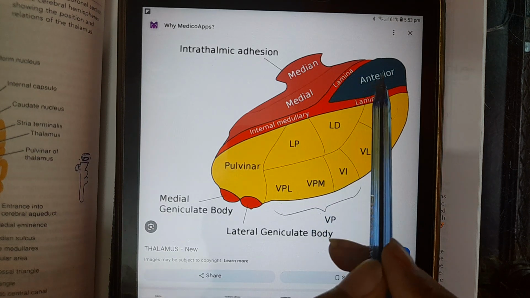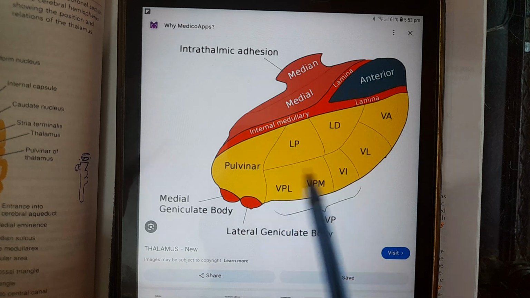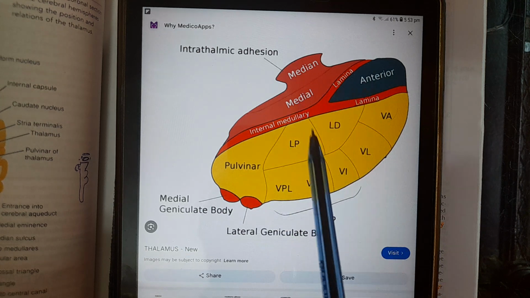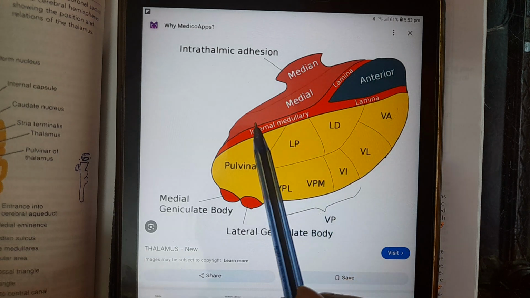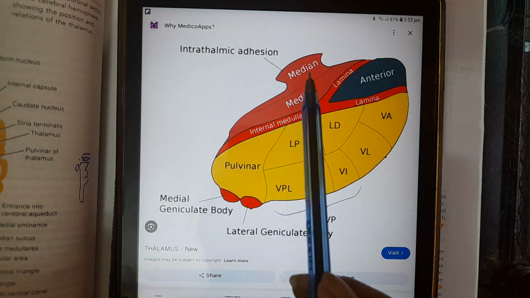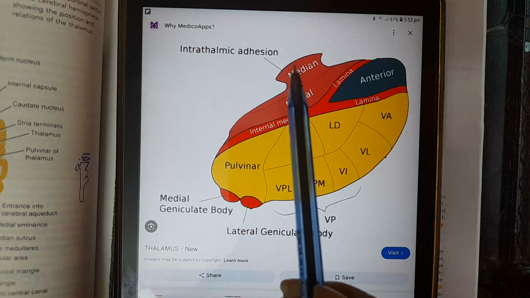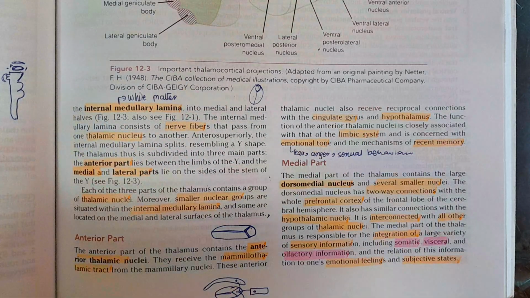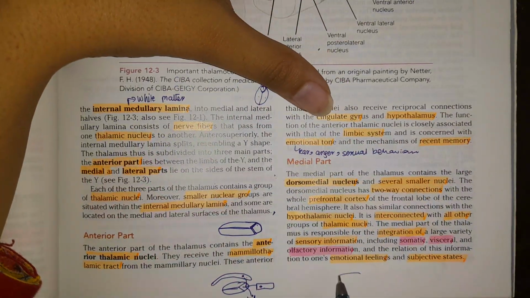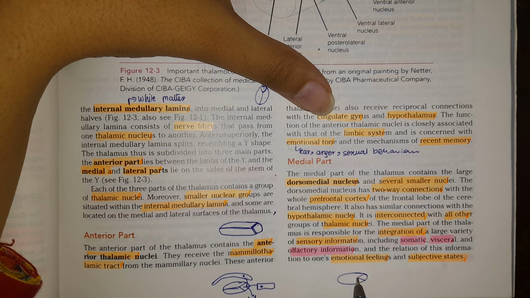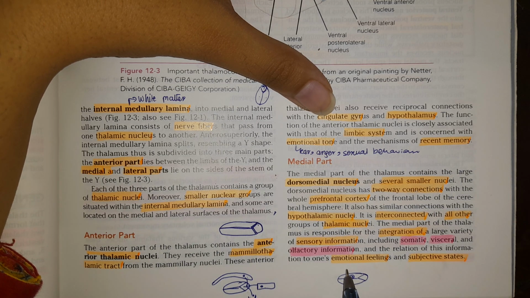Now, if we look at this diagram, we can clearly see that this is the intermedullary lamina, or internal medullary lamina, which is dividing this thalamus into the anterior, medial, and lateral portions. Now, this medial portion has the dorsomedial nuclei. So let us discuss the afferent and efferent fibers associated with that. For example, if this is your thalamus, then this is the dorsomedial portion, and to this portion the afferent fibers are coming.